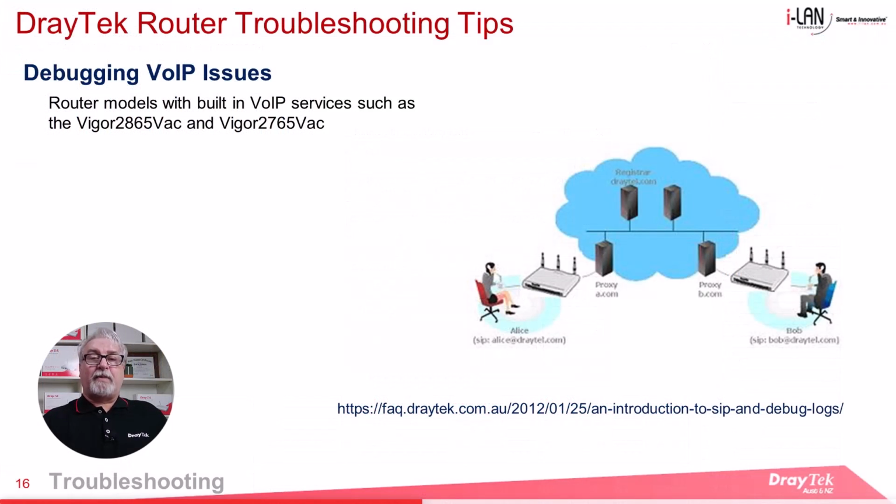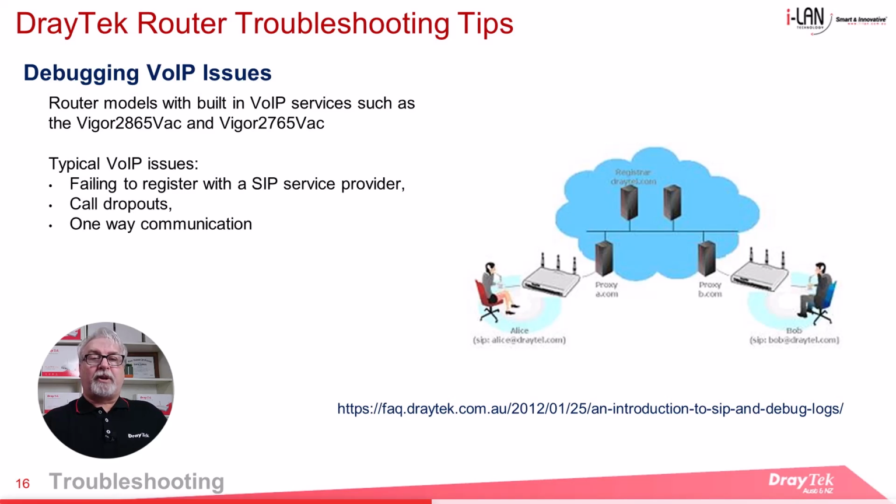Okay, let's now look at debugging VoIP issues. DrayTek have a number of router models with built-in VoIP services, such as the Vigor 2865 VAC and the Vigor 2765 VAC. Some typical VoIP issues which can arise are failing to register with a SIP service provider, call dropouts, one-way communication, and unable to make or receive calls. This is a large topic, so today I'll just give an overview of what is involved in troubleshooting. There is more information in the knowledge base article shown here, which I'll link to in the description below.